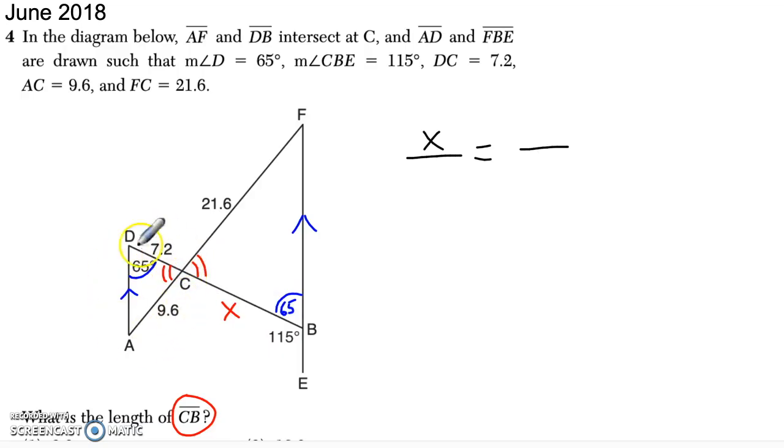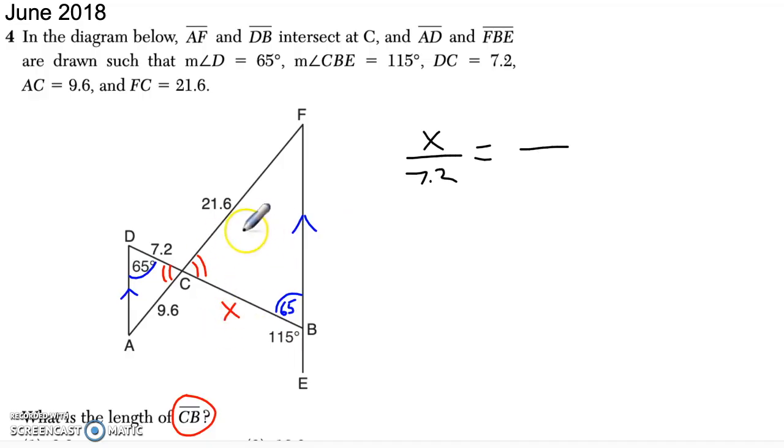Go to this triangle. Where is the blue angle and the red angle? Between them is 7.2. That's the side that corresponds to X. You see how easy that is to mess up if you don't label the angles? It looks like you'd go X over 9.6, but that would be incorrect. So once you get that, the rest is pretty easy.